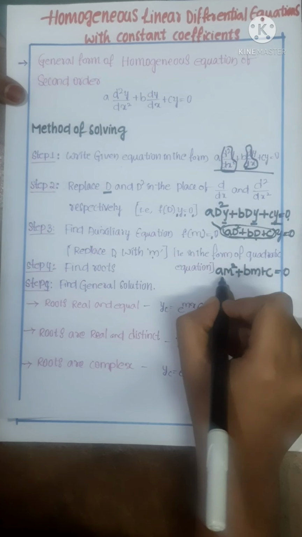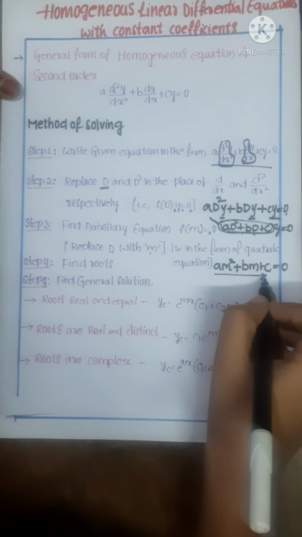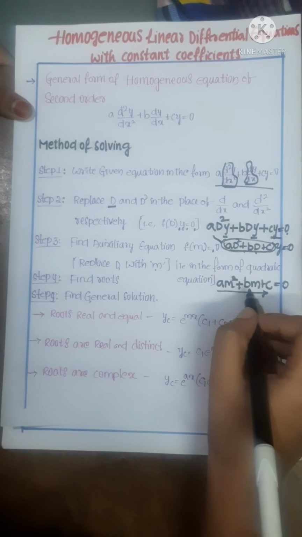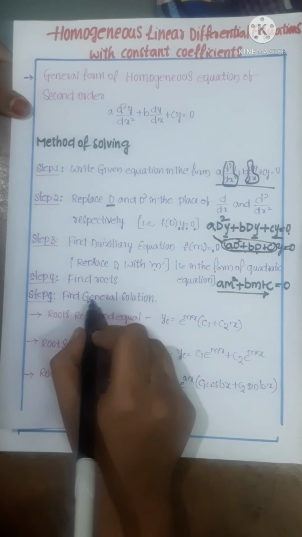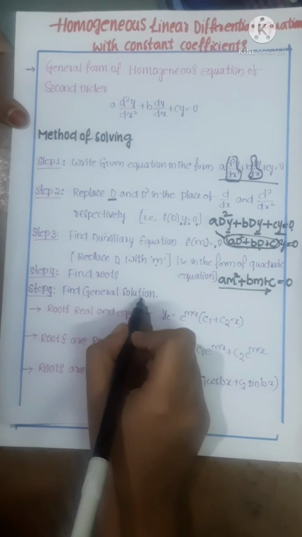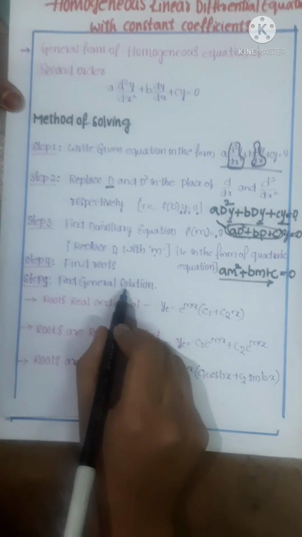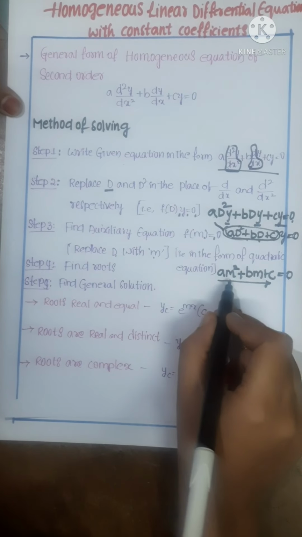So here we can see this is an equation in the form of a quadratic equation. As we all know, we can find the roots for this equation. So the next step is to find the roots of this equation to find out the general solution, because the general solution is of 3 types, meaning depending on the roots the general solution may vary. So we have to remember that we have to find the roots.